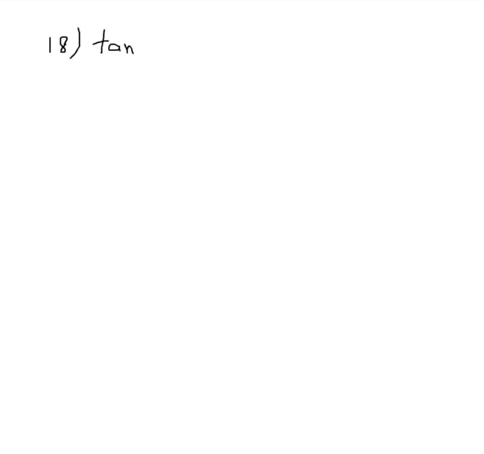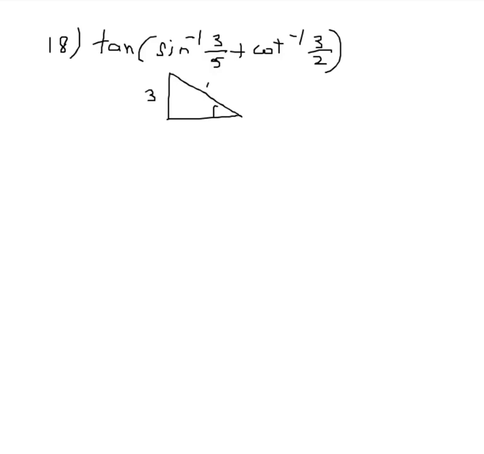Question 18. Tan of sine inverse of 3 by 5 plus cot inverse of 3 by 2. We know the formula for tan inverse of x plus tan inverse of y. So I am going to change it to tan inverse using triangle method. Sine is opposite by hypotenuse, so adjacent side by Pythagoras theorem will be 4. So it is tan of tan inverse. Any inverse trigonometric function can be changed to any other inverse trigonometric function using this triangle method.